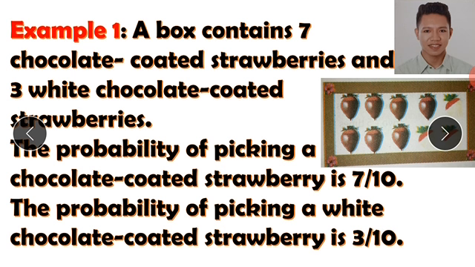So there is a bigger chance of picking a chocolate coated strawberry than a white chocolate coated strawberry, since there are more chocolate coated strawberries than white chocolate coated strawberries. So let's represent it using the number line.